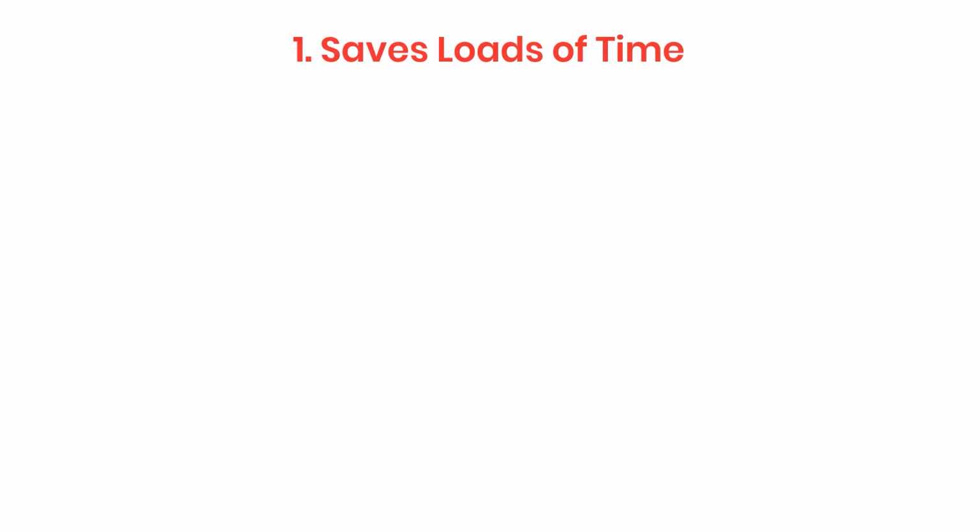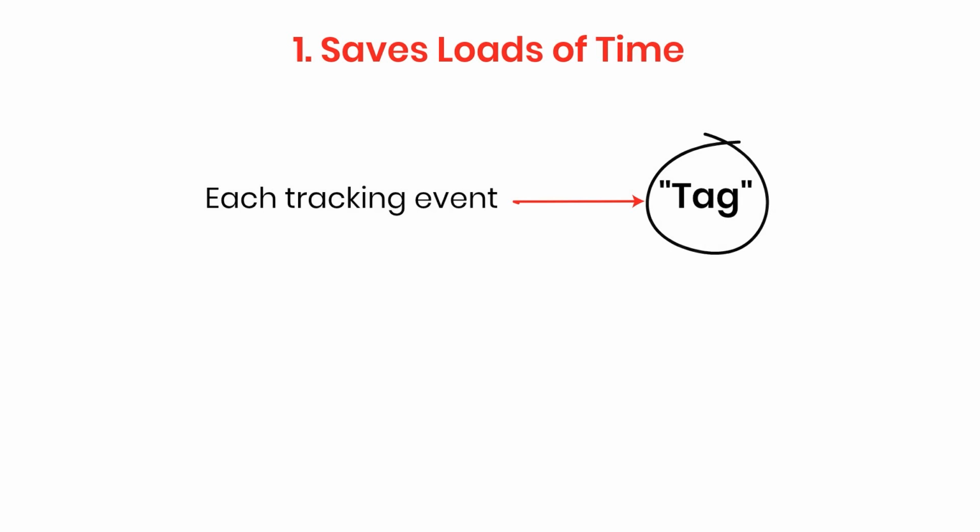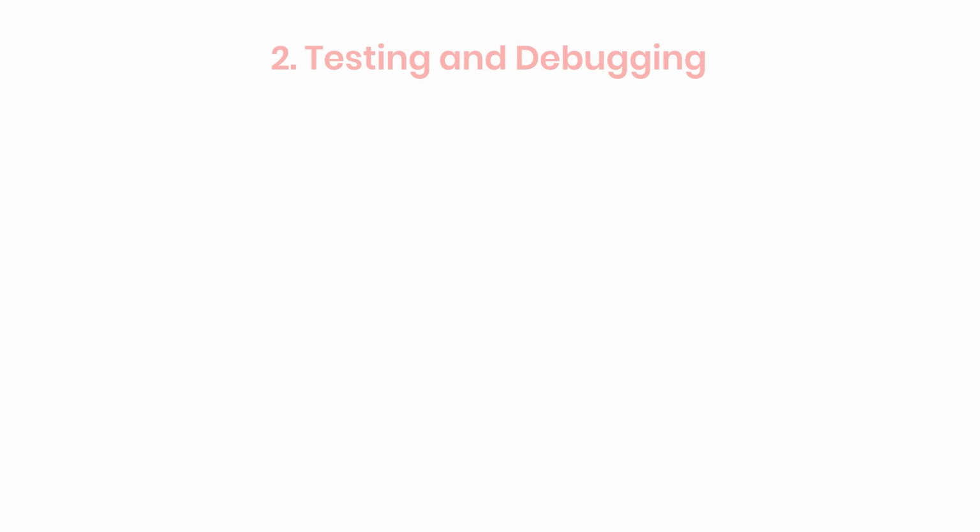Number 1, saves loads of time. If you do not use GTM, you will require a web developer to add and troubleshoot code on your website, which can be a time-consuming and tedious process. In contrast, with GTM, each tracking event is referred to as a tag and can be managed independently, making it simpler and more efficient.